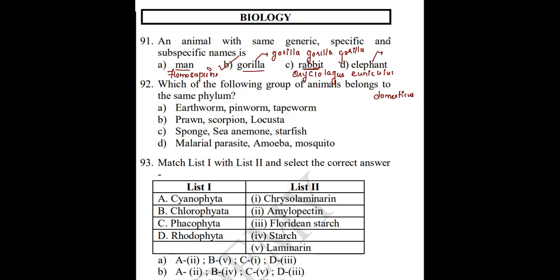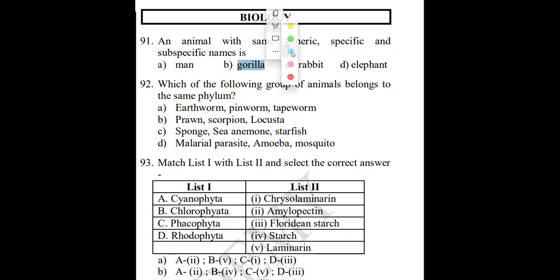And for elephant, the scientific name varies between the African elephant and the Asian elephant. I'm going to write the Asian elephant, which is Elephas maximus. So genus, species, and subspecies are all the same only in the gorilla. So the animal is gorilla, and the answer to this question is option B. Yes, so we move on to the second question.